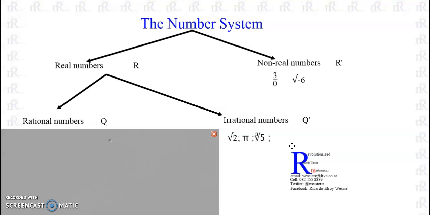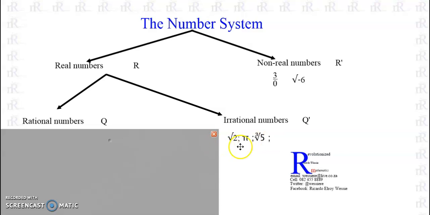For example, your cube roots: the cube root of 8 is 2, and the cube root of 1 is 1. So between the cube root of 1 and the cube root of 8, you will find the cube root of 2, the cube root of 3, the cube root of 6, the cube root of 7. They are all irrational numbers. And then there's also a special one, which is pi. Pi is irrational. It's a non-ending, non-recurring decimal.